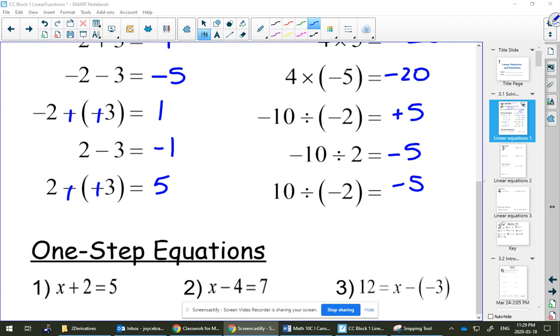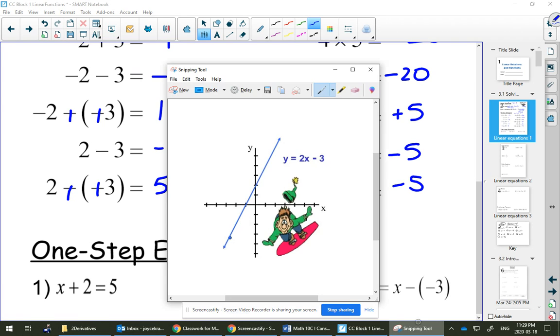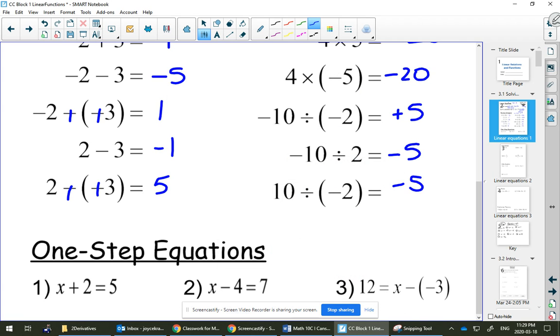All right, let's take a look at some one-step problems. Sorry, I'm just going to try to move my screen a little bit.